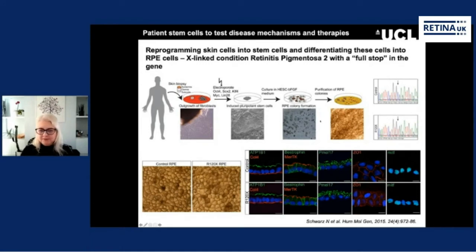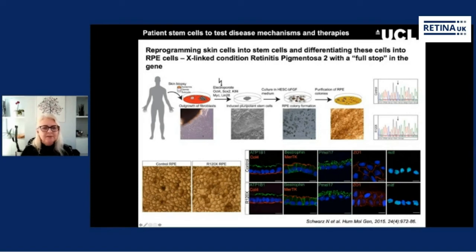And then we can purify these colonies and make colonies. So in a sense, what we've got is a stem cell derived RPE culture from a patient with their mutation or their change in their DNA in a specific gene. And that then enables us to do experiments in a dish in the lab on these human cells, which we've never been able to do before.